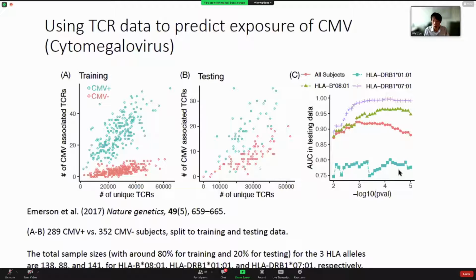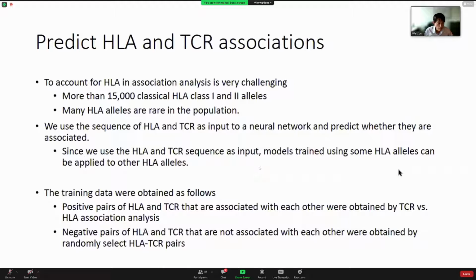I want to use this example to show you, first, that TCR is very informative data, and it's easy to get. From one drop of blood, you can measure the TCRs, and then you can basically understand the infection history of many infectious diseases. That also gave us the motivation that studying the association between HLA and TCR is a meaningful question, because we see that HLA plays a really important role.